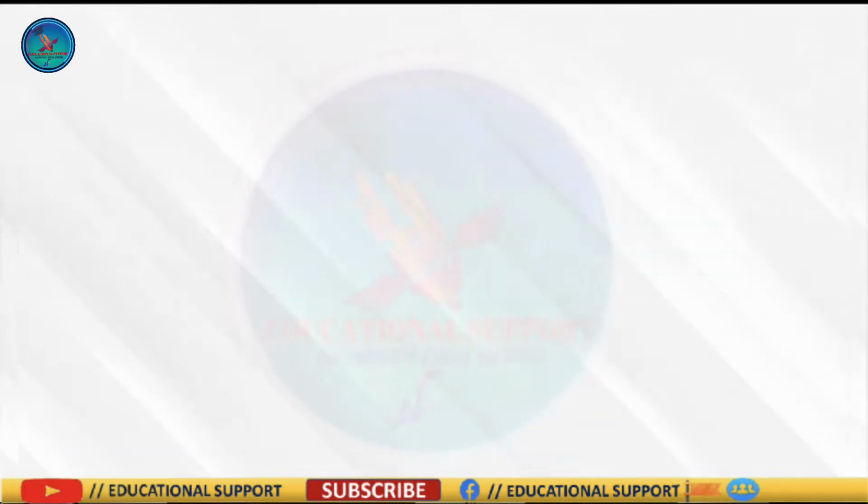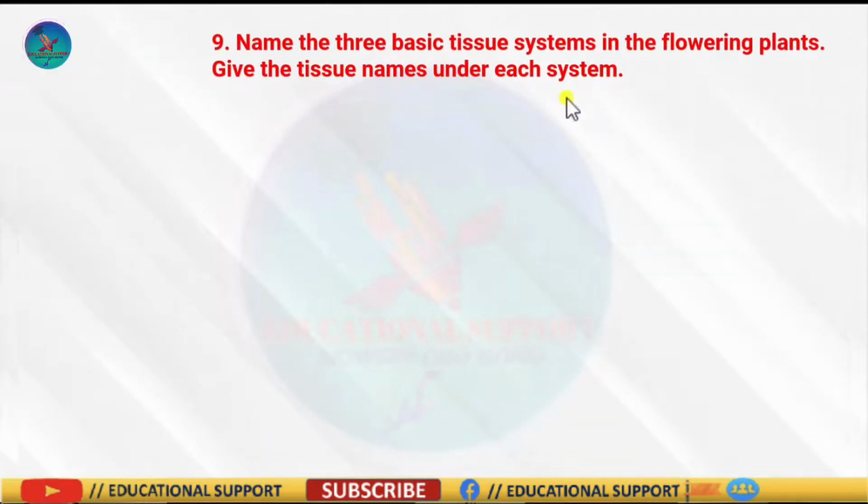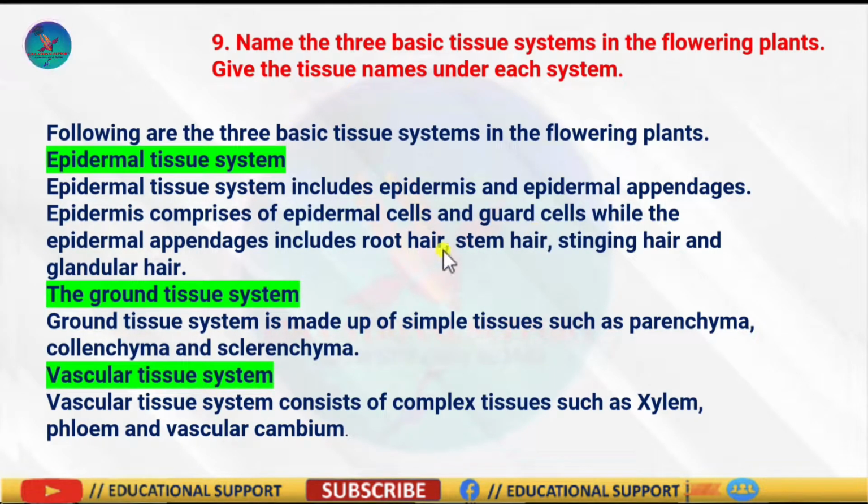Question number 9 is, name the 3 basic tissue systems in the flowering plants and give the tissue names under each system. So the 3 basic tissue systems in flowering plants are the epidermal tissue system, ground tissue system and vascular tissue system. You know that. The epidermal tissue system comprises epidermal cells, stomata, trichomes and hairs. The ground tissue system consists of cortex, endodermis, pericycle, pith and medullary rays in the primary root and stem. And in leaves, the ground tissue system consists of thin-walled chloroplast-containing cells and is called the mesophyll.